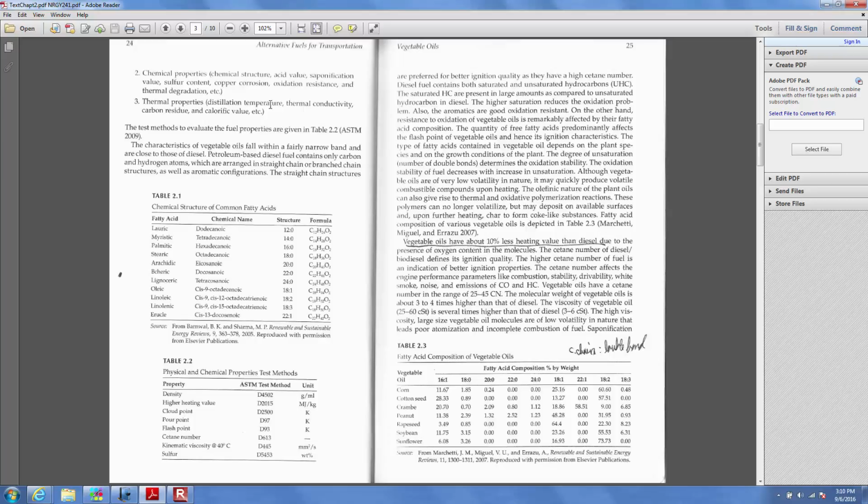And then we have thermal properties, which, when actually running in our engine, are probably one of the more important things that we need to know. Those thermal properties are how much energy is in that fuel. When I burn it, what's going to happen, and how much energy am I going to get out of it? That's where those thermal properties really come into play.